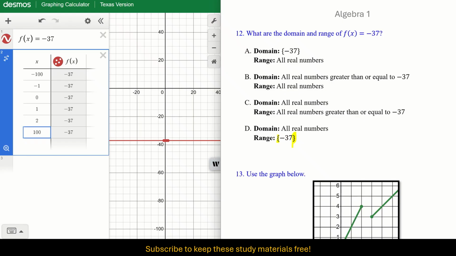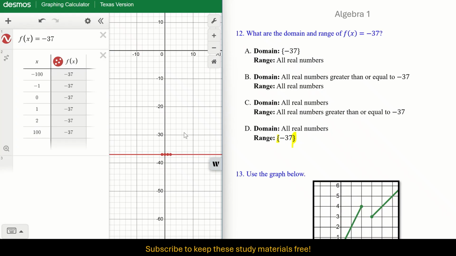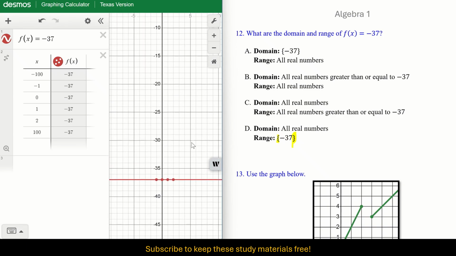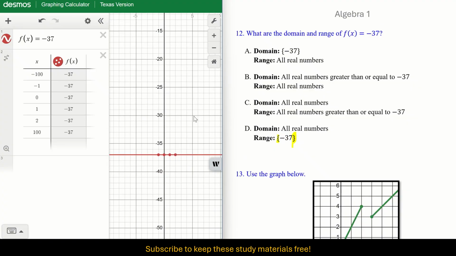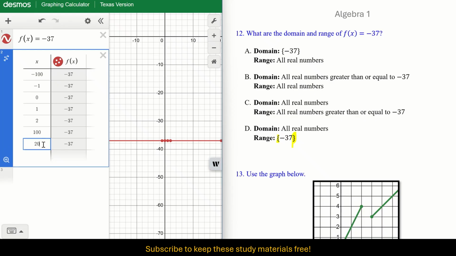Now, I need you to look at what it did. It started populating. So if I zoom in and move things around with my mouse, I see that no matter what I do, I will always have my dots on the line. It verifies our findings. Now, what is a domain? It's all real numbers. My line is infinite, and no matter what I type in, I will always get negative 37. Let's put in 2,000. Same thing. It just simply doesn't matter. How about a half? 0.5. Still negative 37. I could play around with it all day long.